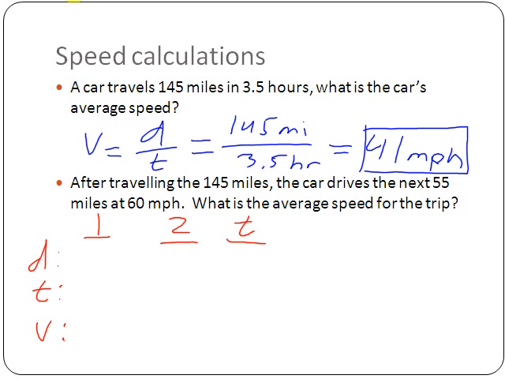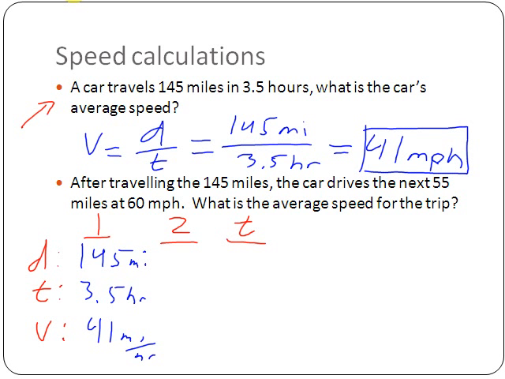Let's look at this first section. This first section is the one right up here. For this one, it says the car travels 145 miles, so we know that the distance is 145 miles. We know the time for this one is 3.5 hours. And we know that the speed, which we already figured out, was 41 miles per hour.